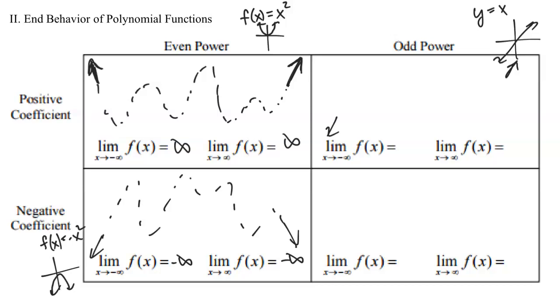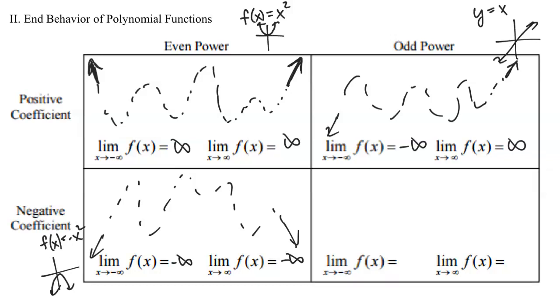What happens in the middle depends on the rest of the terms, but the ends are going to be what I informally refer to as down-up. And so what that means is that the limit as x goes to negative infinity of f of x is going to equal negative infinity, and the limit as x goes to positive infinity, the right end behavior, is going to be positive infinity.